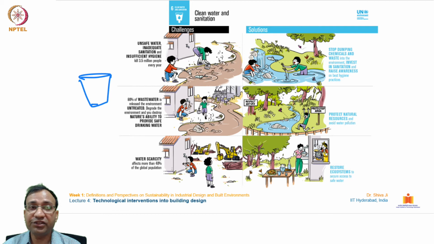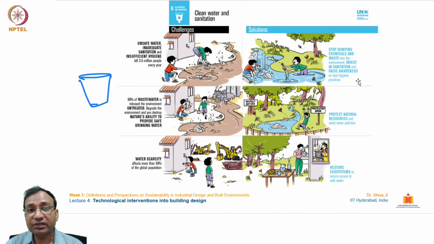For these challenges, what are the tentative solutions? Let's see on the right side. Stop dumping chemicals and waste into the environment, invest in sanitation, and raise awareness on best hygiene practices. Some solutions are very simple. Some are behavior and action based, for example adopting hygienic practices and raising awareness.